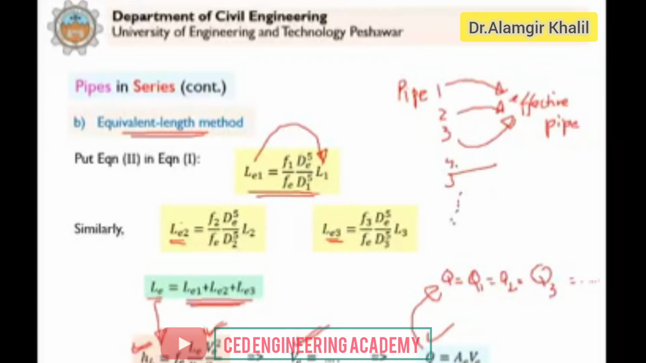and so on, you continue. Anyone can be selected as the effective pipe, and then we express the other pipes in terms of the selected effective pipe, and this is how we proceed to solve the pipe flow problems and calculate the discharge. This is what we are going to do in the end. We are going to calculate the discharge. Clear?